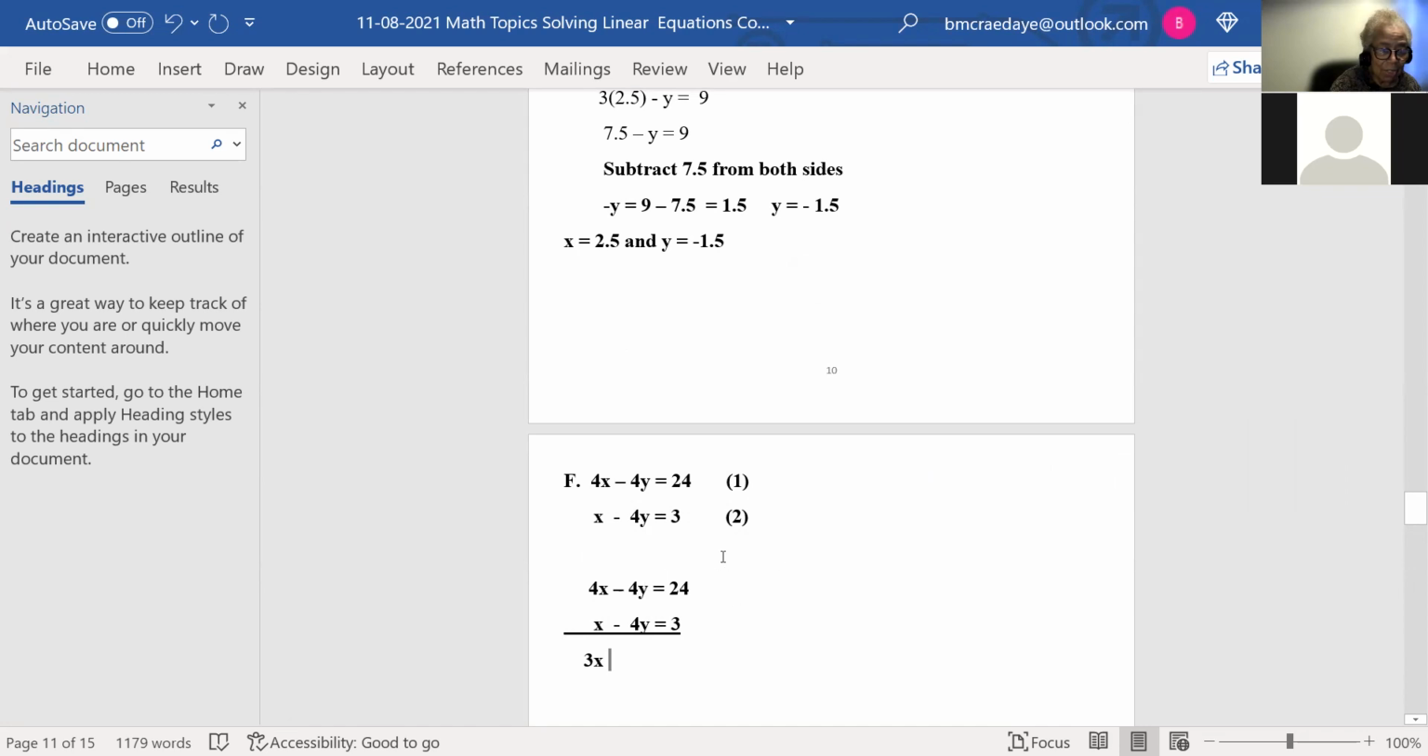So right here, you subtract. Then we subtract 3 from 24. That's right, 2 from 1. So this would be equal to, what's 24 minus 3?